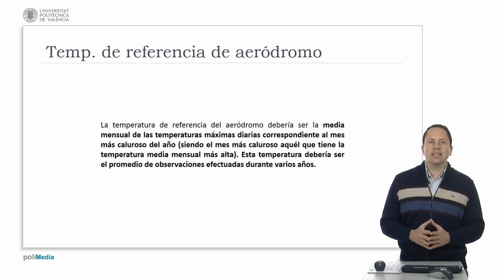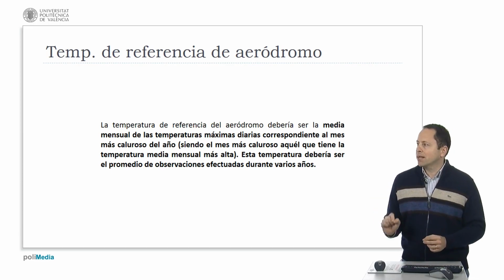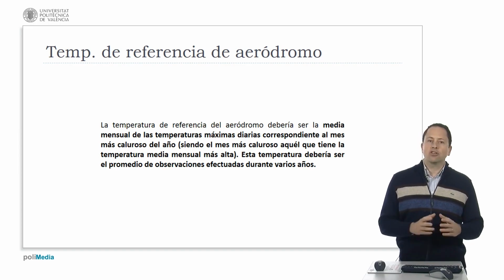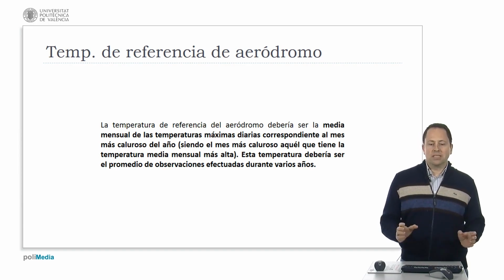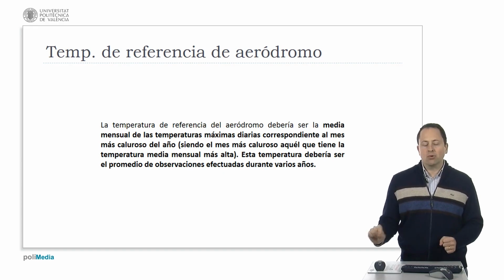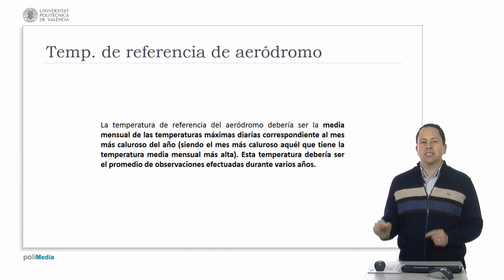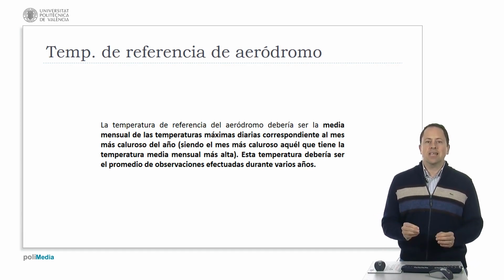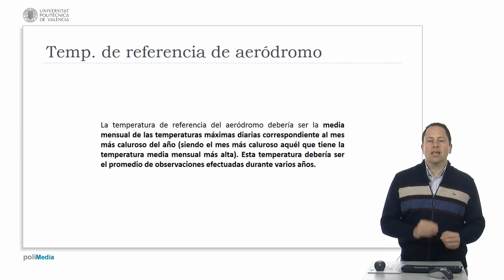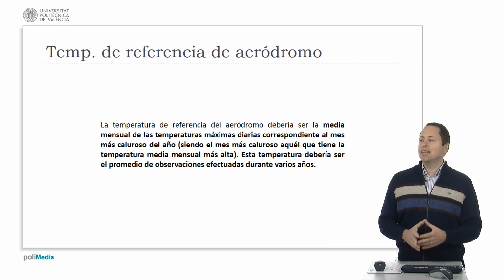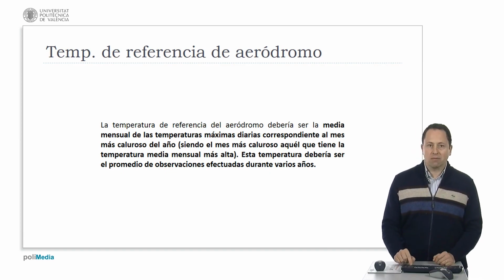First, there is the definition of the reference temperature of the airfield, which is the monthly average of the maximum daily temperatures corresponding to the hottest month of the year, this being the one that has the highest monthly average temperature. What does this mean? We take every month of a year, we make the average temperature. The one that has the highest average temperature, we take it and we take all the maximums of all the days. We make the average of those maximums, and that is the average that we have to use. We take this one from several years, just in case a year is especially hot or especially cold, and we have the reference temperature of the aerodrome, which is what we are going to work with.